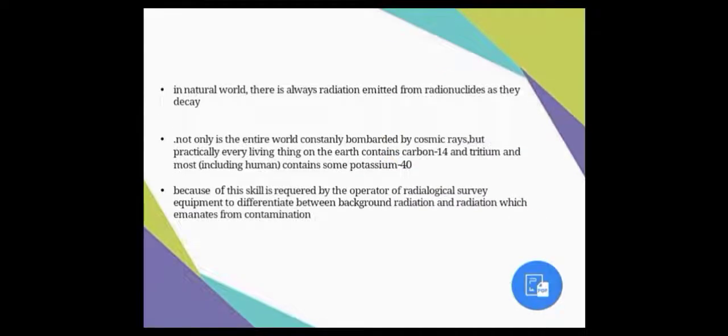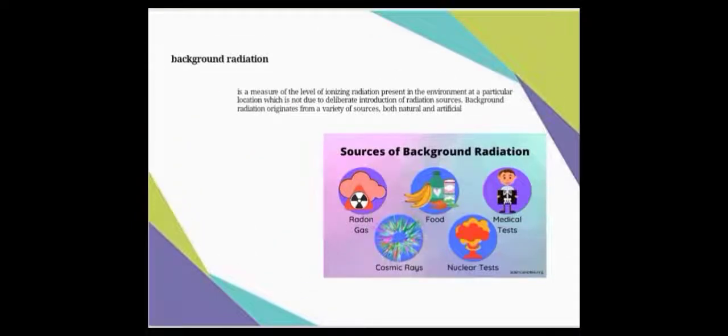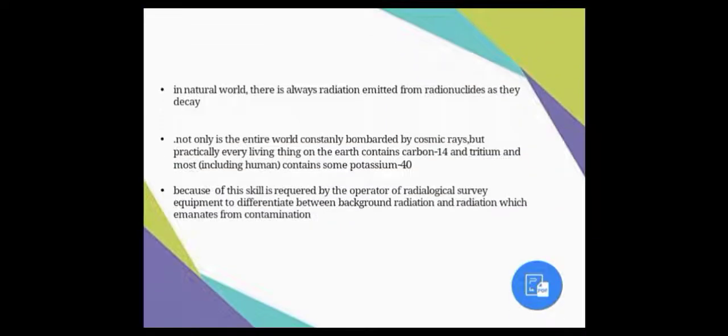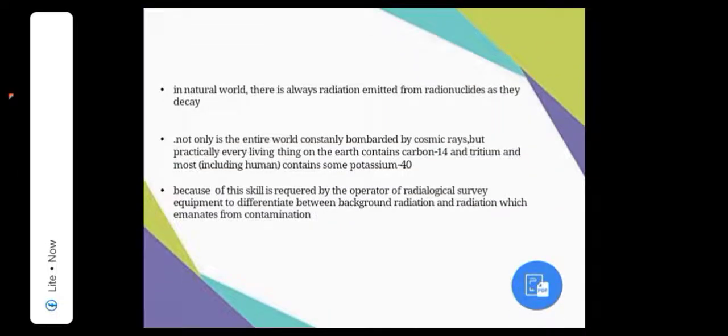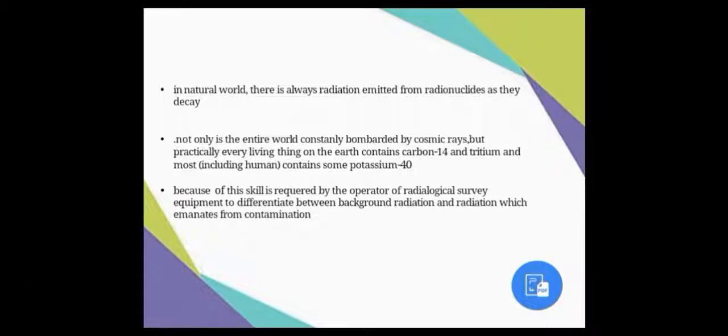An example of background radiation is living things. Plants absorb radioactive materials from the soil and this passes up the food chain. Another example is rock and soil. Some rocks release radioactive radon gas. Then cosmic rays, the radiation that reaches the Earth from space. These are examples of background radiation.